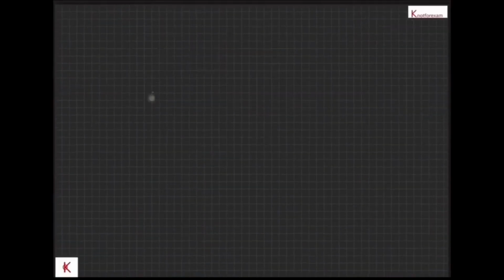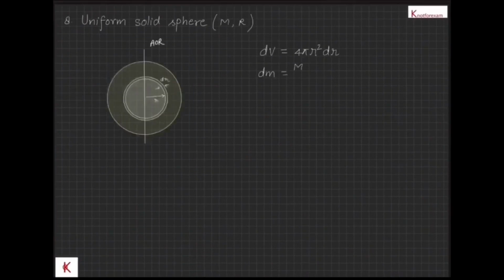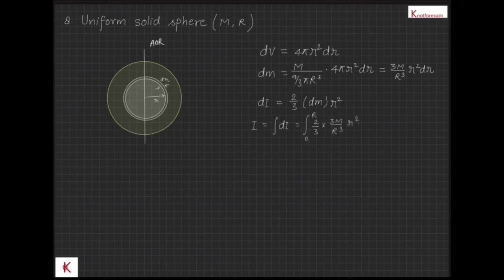Moment of inertia of a uniform solid sphere of mass m and radius r about one of its diameters. Take a differential part of the solid sphere as a hollow sphere of thickness dr and having radius r. Its volume will be dV, that is 4 pi r squared dr, and by multiplying with density we get dm equal to m upon 4 by 3 pi R cubed into 4 pi r squared dr, that will be 3 m upon R cubed into r squared dr. Its contribution to the moment of inertia is dI, that is 2 by 3 dm r squared, and integrating dI with proper limits gives I equals 2 by 5 m r squared.